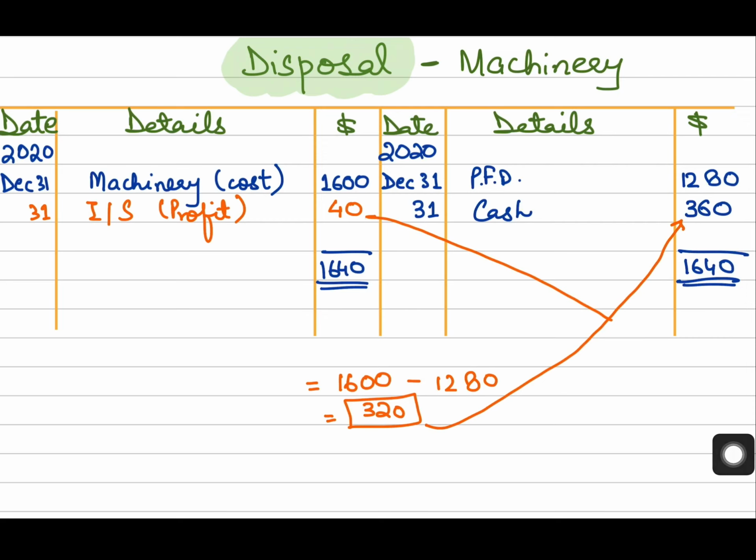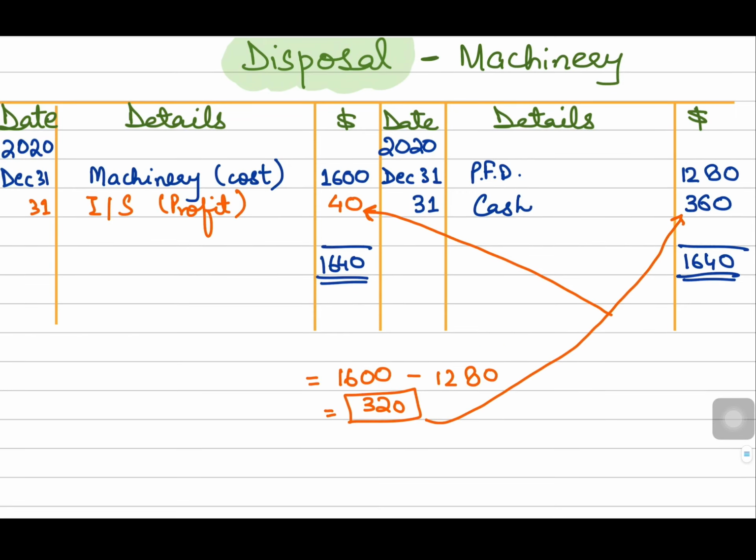By $40. If it had been sold at less than its net book value, let's say 310, then there would have been a loss on disposal. And if it had been sold at this value, that is 320, then there will be a break even, or let's just say that there will be no profit, no loss.